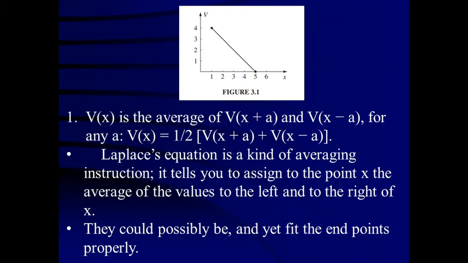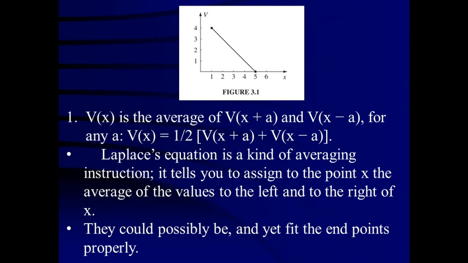That means V(x) is the average value of V as a function of x plus a and V as a function of x minus a. If you add these two and divide by 2, you will get the average value. That means V(x) is equal to 1/2 inside the bracket V(x plus a) plus V(x minus a). The Laplace equation is a kind of averaging instruction. It tells you to assign to the point x the average of the values to the left and to the right of x. That means you can take a deviation from that particular point.